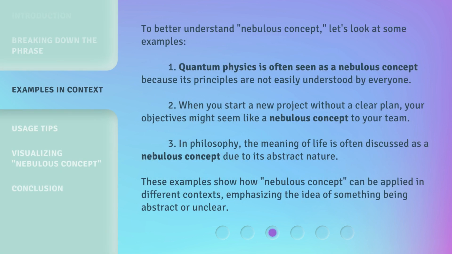To better understand nebulous concept, let's look at some examples. 1. Quantum physics is often seen as a nebulous concept because its principles are not easily understood by everyone. 2. When you start a new project without a clear plan, your objectives might seem like a nebulous concept to your team. 3. In philosophy, the meaning of life is often discussed as a nebulous concept due to its abstract nature. These examples show how nebulous concept can be applied in different contexts, emphasizing the idea of something being abstract or unclear.